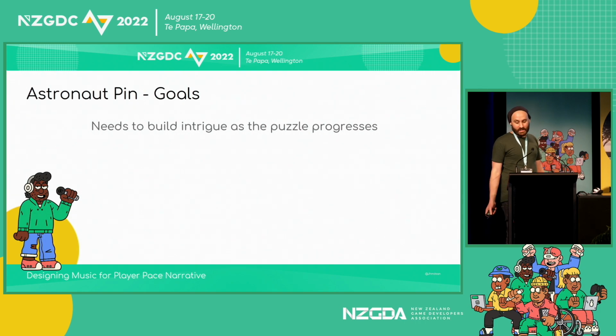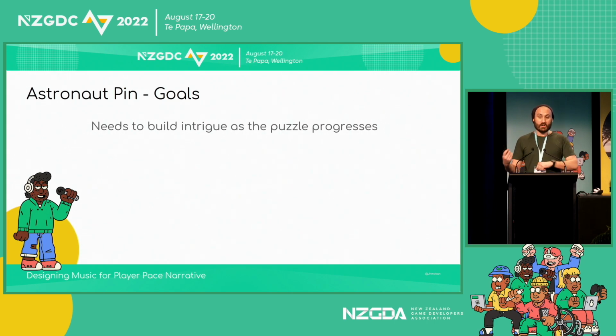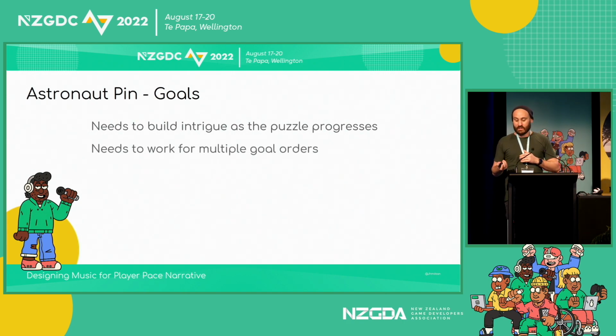So I identified a couple of goals this needed to meet. It needs to build intrigue as the player progresses. Most people who have seen the trailer or anything about our game know that there's this time travel thing, which is kind of cool. And you've probably seen it without items, so you know it's coming soon. So you've already got some expectation if you've seen anything media-wise. It needs to work for multiple goal orders. Some of these things you can do in different orders, so it can't depend on when you do this. It has to be when you progress the puzzle in some way.